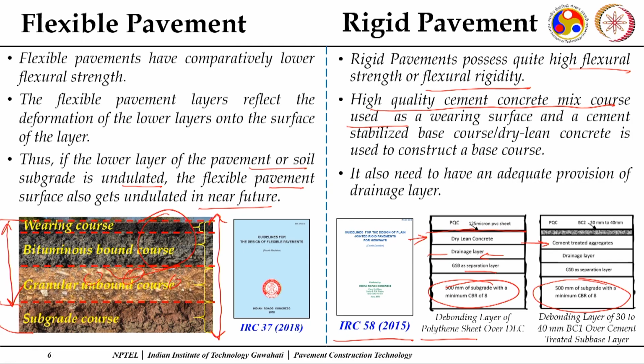This debonding layer may be a polythene sheet, or in some cases a bituminous layer is used as the debonding layer. When a bituminous layer is used for debonding, one aspect is that you have to whitewash this bituminous surface, because bitumen is a black material and has a tendency to absorb heat. Since it will absorb heat, it will become hotter, and this will create a disadvantage to the concrete slab which is over it. So, this is a general bifurcation between the two.